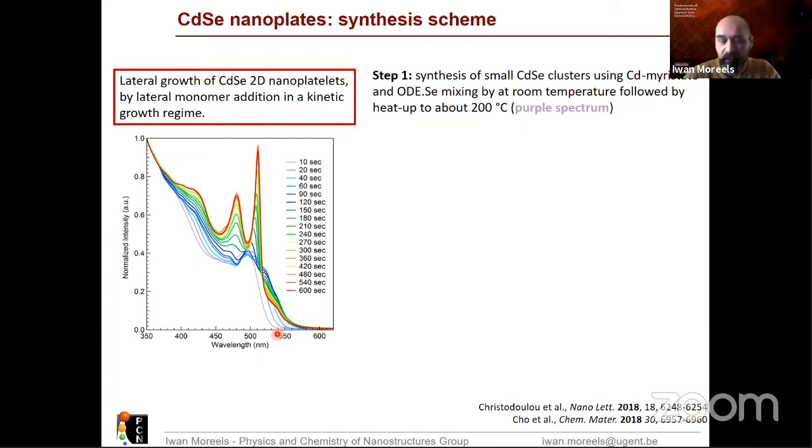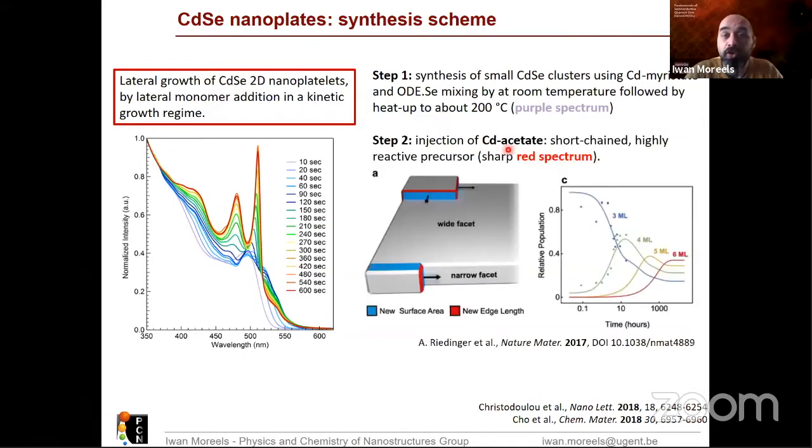Because essentially, the colloidal nanoplatelet synthesis is not that different from the synthesis of a quantum dot. We actually indeed start with a normal quantum dot synthesis to produce very small seeds or clusters of cadmium selenide. But then what's different is that we inject here a short-chained molecule in the form of cadmium acetate.